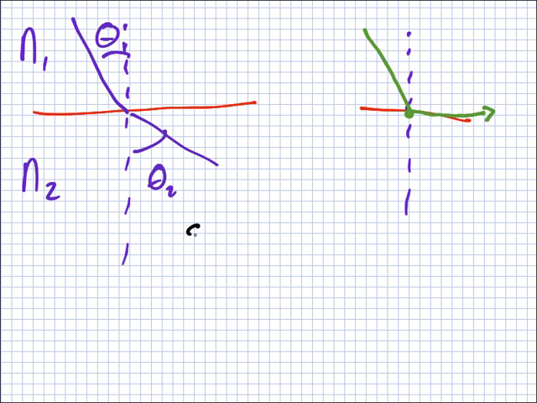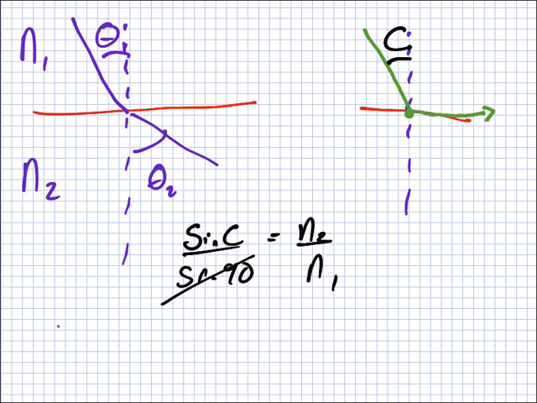So Snell said that sine theta 1, which I'm going to call C, over sine 90, which is 1, should equal N2 over N1. So that means C, what's called the critical angle, will equal sine inverse N2 over N1. And what will happen is, if your angle is bigger than C, it'll actually come back.